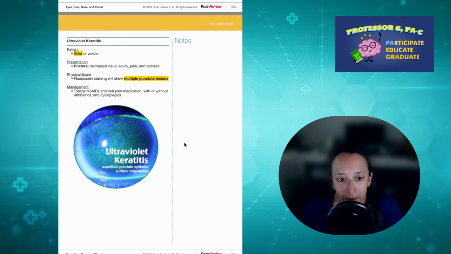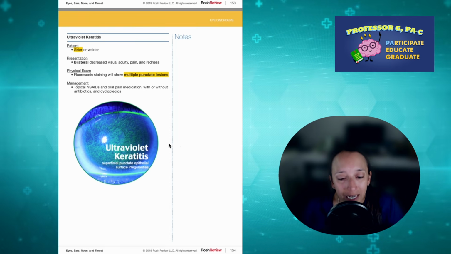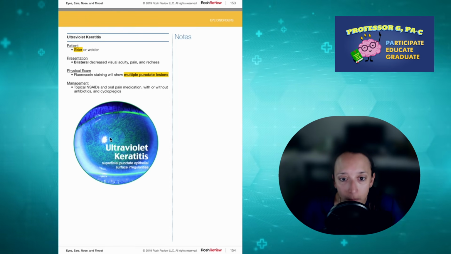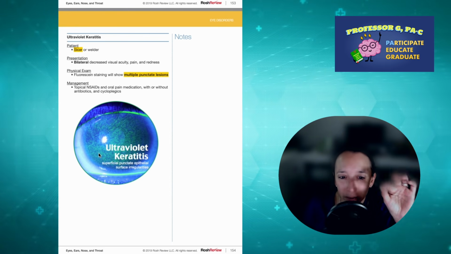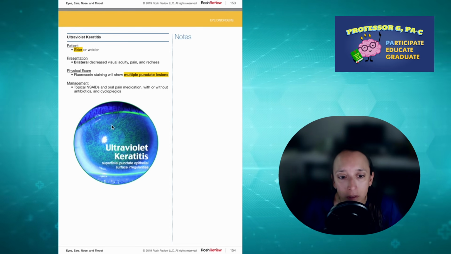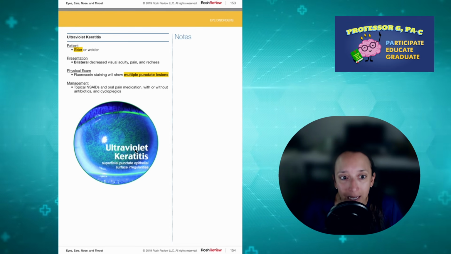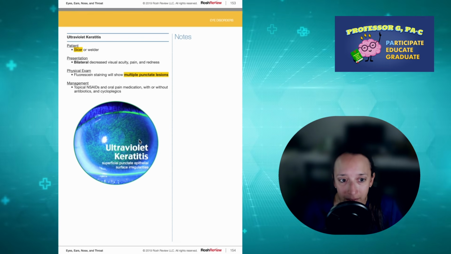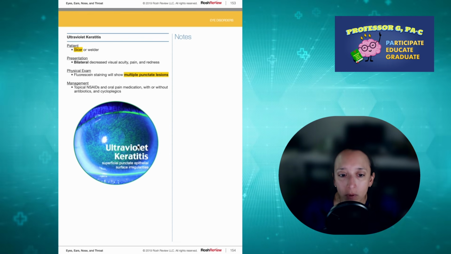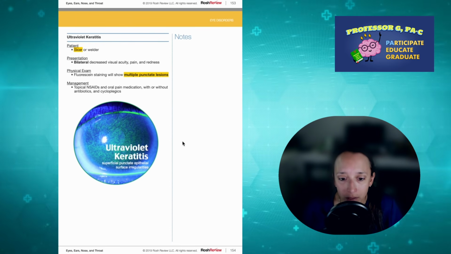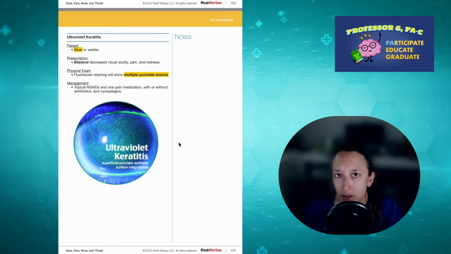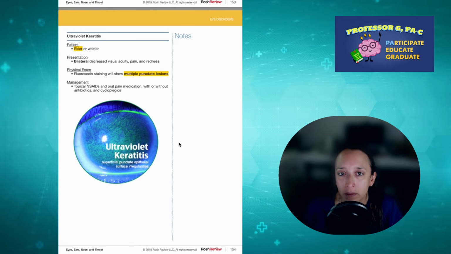And on physical exam, we'll see fluorescein staining, but it'll show this very specific multiple punctate lesion. So you can see on here is lots of little uptake in little dots all over the cornea. So that's very classic of ultraviolet keratitis. Management, we're going to use topical NSAIDs and oral pain medication with or without antibiotics and cycloplegics. So we will want them to see an eye doctor as well, just to make sure things heal up appropriately.